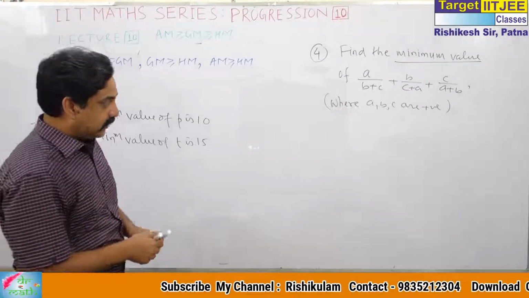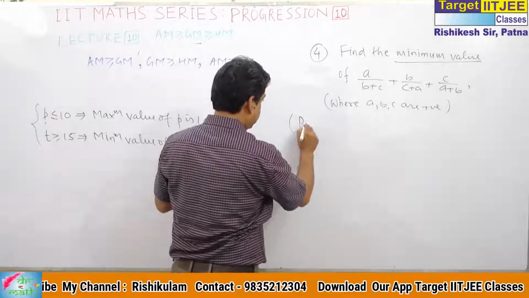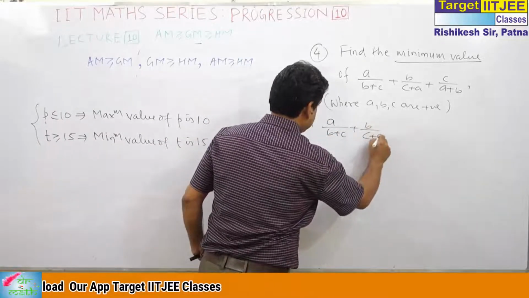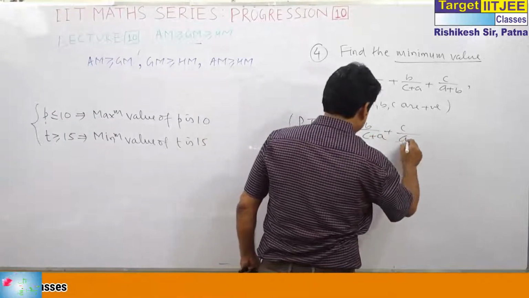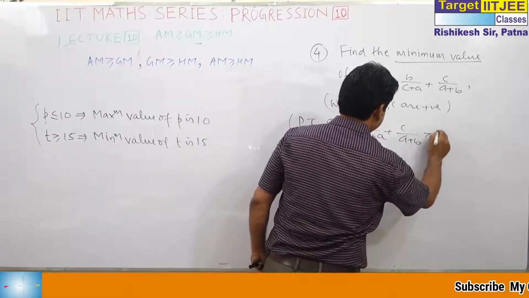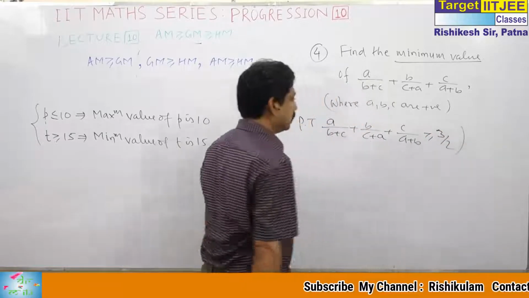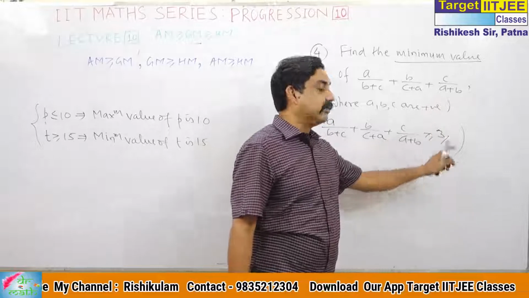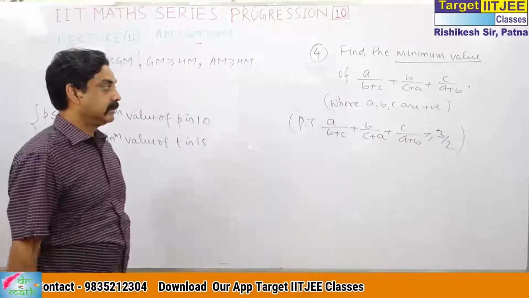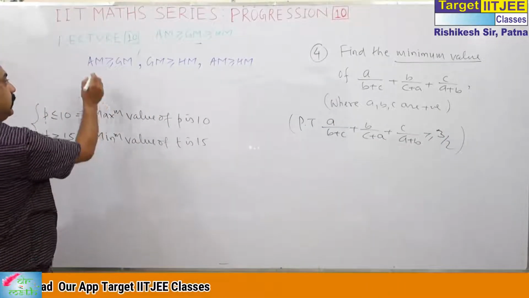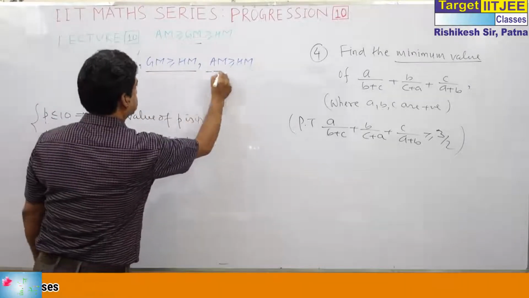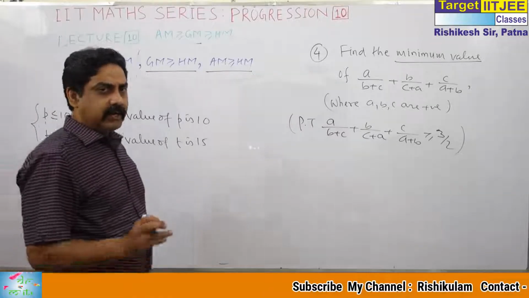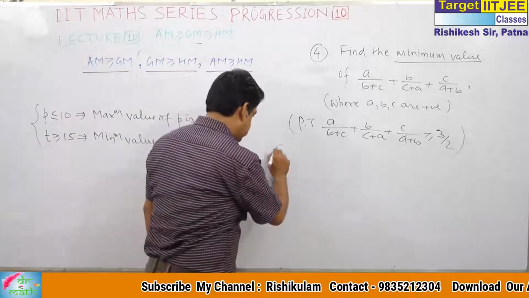This question has another form. The other form is: prove that a by b plus c, b by c plus a, see, very famous inequality, greater than or equal to 3 by 2. From this we can now guess that the minimum value is 3 by 2. But how to proceed? Which one? AM greater than GM, GM greater than HM, AM greater than HM. So let me write the first line.